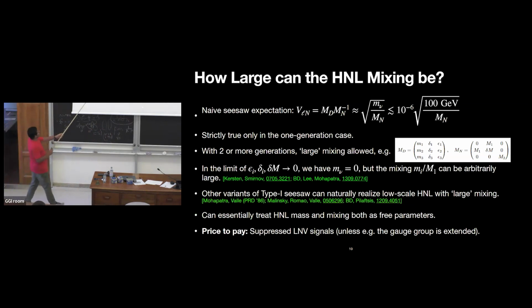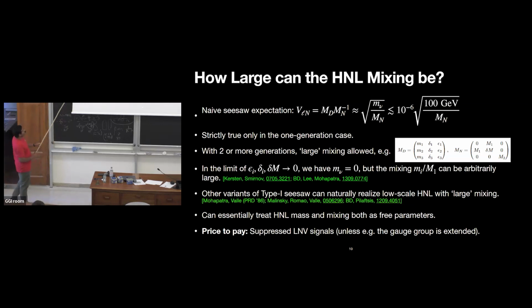Naively, if you just write down the mixing, then from the seesaw expectation you simply have this formula, right? M Dirac over M Majorana. And then you can rewrite this in terms of the light neutrino mass over the heavy neutrino mass. And that turns out to be, for 100 GeV, about 10 to the minus 6. So that's a very small coupling, right? And for that coupling, you can't really hope to see much at colliders because the production cross section would be very small. But luckily, this is only true in the one generation case.